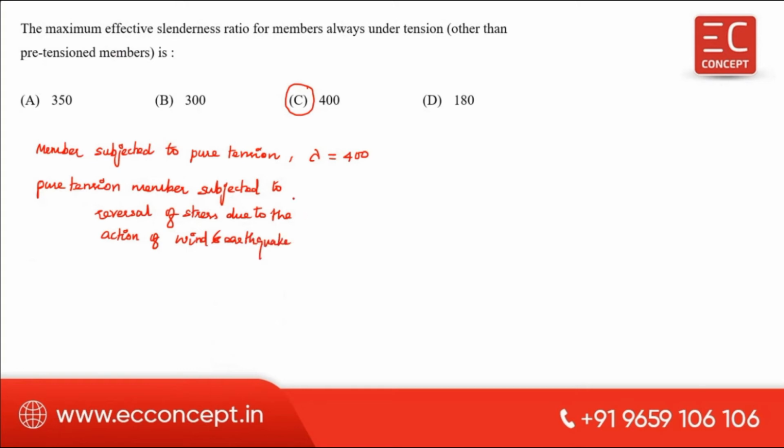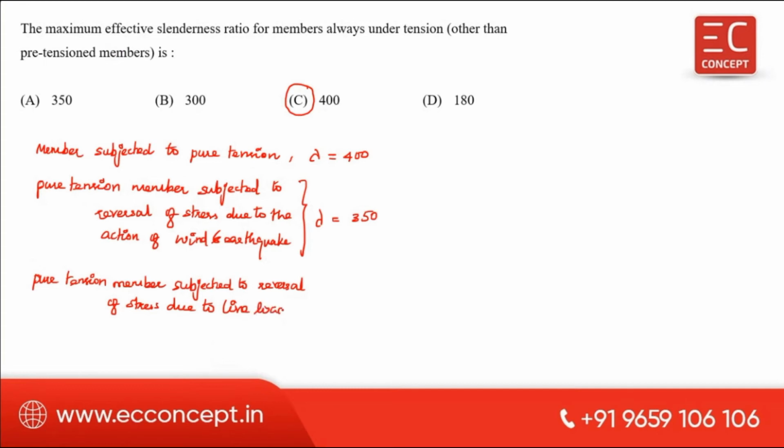Wind and earthquake. The answer for this question, lambda is equal to 350. Okay. Now the next one is pure tension member subjected to reversal of stresses due to live load. Due to live load, the slenderness ratio is equal to 180.